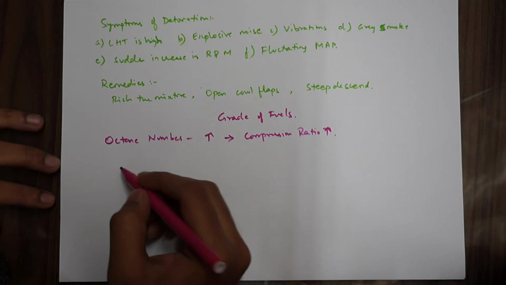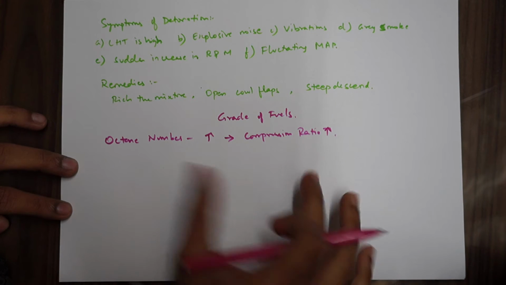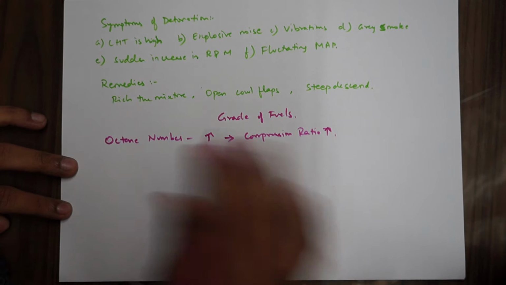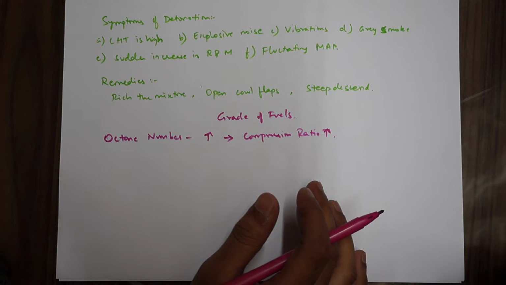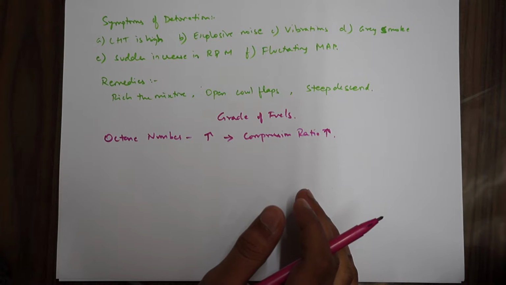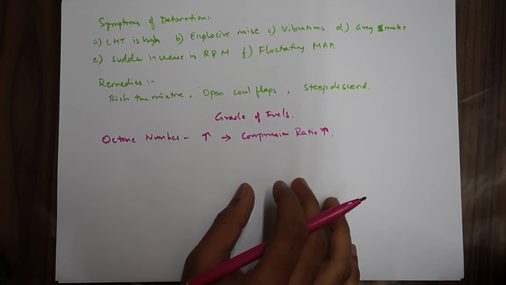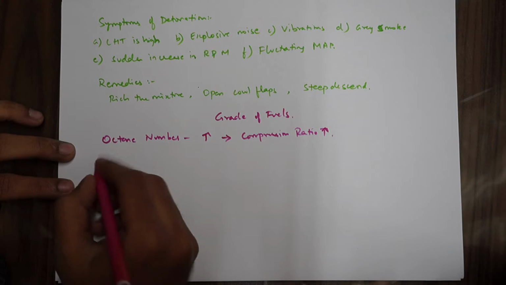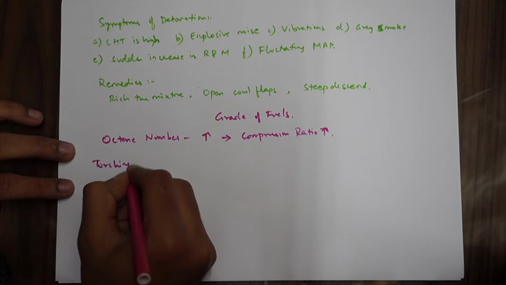Alright, so that's how you grade fuels in aviation, avgas and everything. There are different types of fuels. You have 80/87, 100LL, 100L, 100HL, 130, 140, and the list just goes on. So we'll discuss what we need to. Then there's a concept called torching.